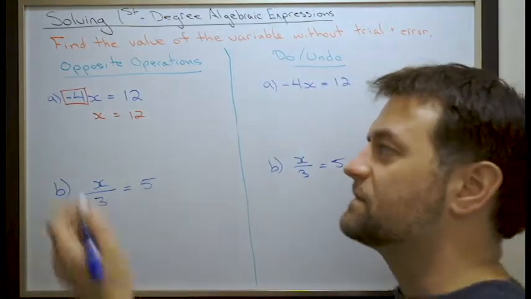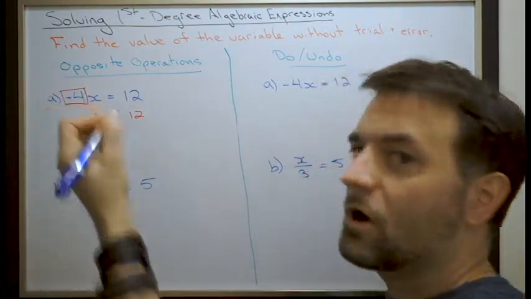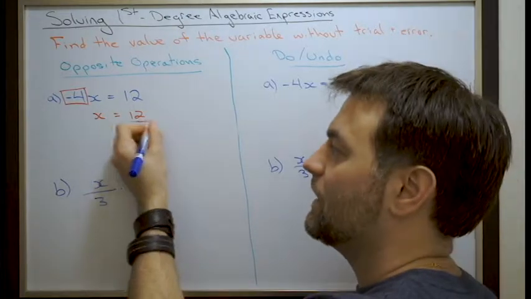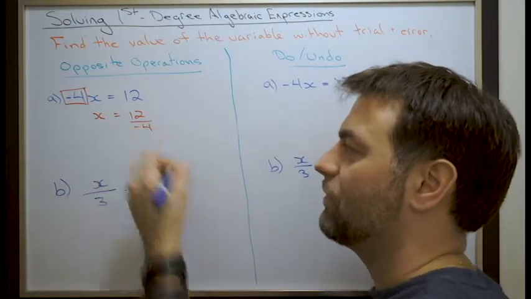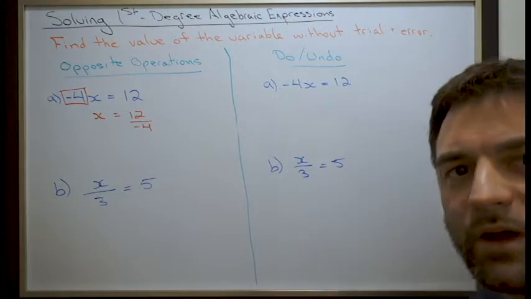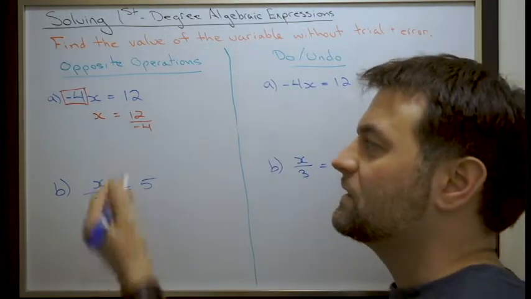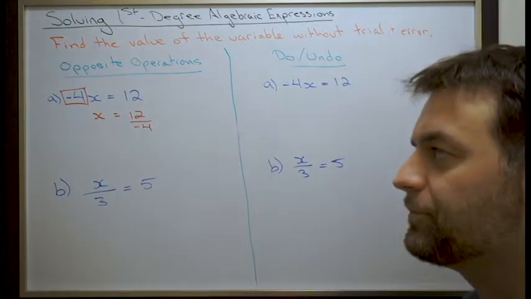And again, this is times over here. The opposite of times is divide. I'm multiplying by -4, so then I need to divide by -4. It's the opposite operation, not the opposite sign, so it's still -4.